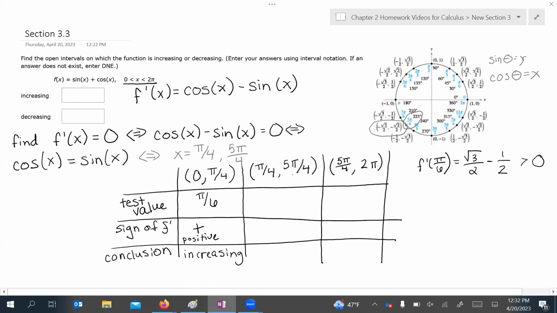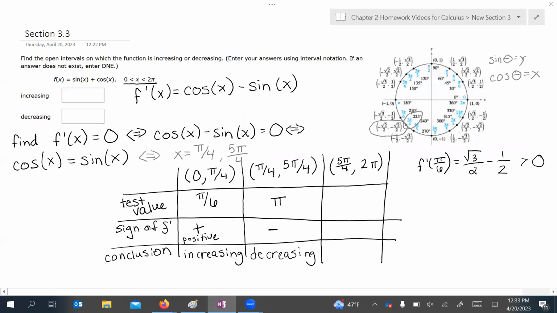Between pi over 4 and 5 pi over 4, we have a lot of different values that we can choose. Since f prime is equal to cosine of x minus sine of x, I'm going to choose pi. There we have -1 minus 0. This is going to give us a sign of negative. And so we can conclude that our graph is decreasing from pi over 4 to 5 pi over 4.